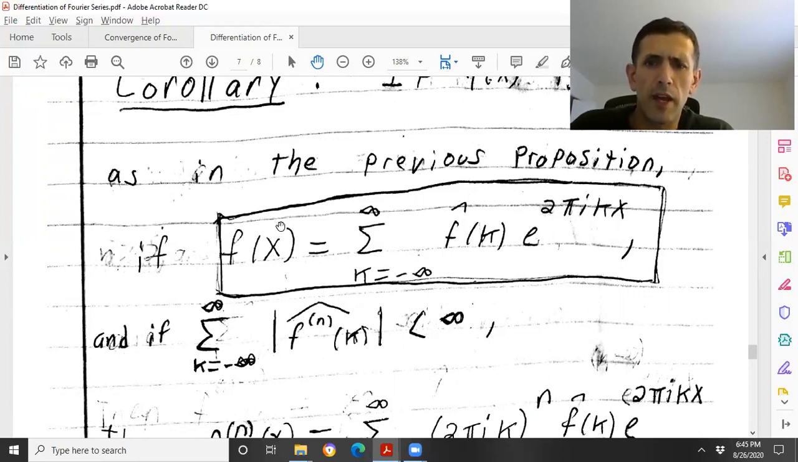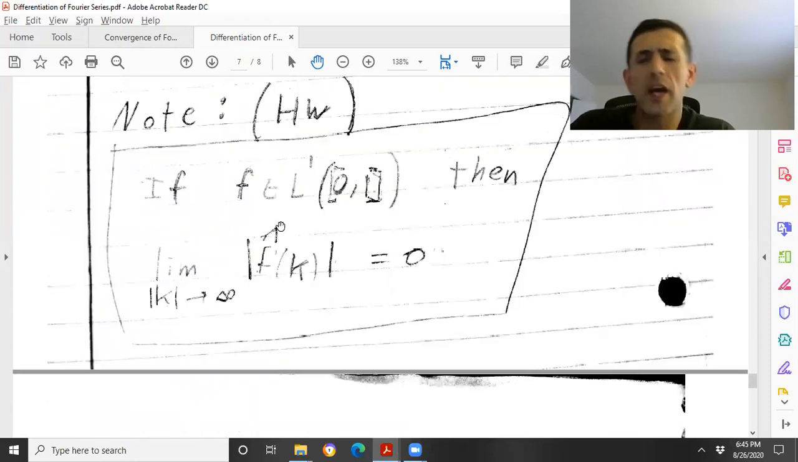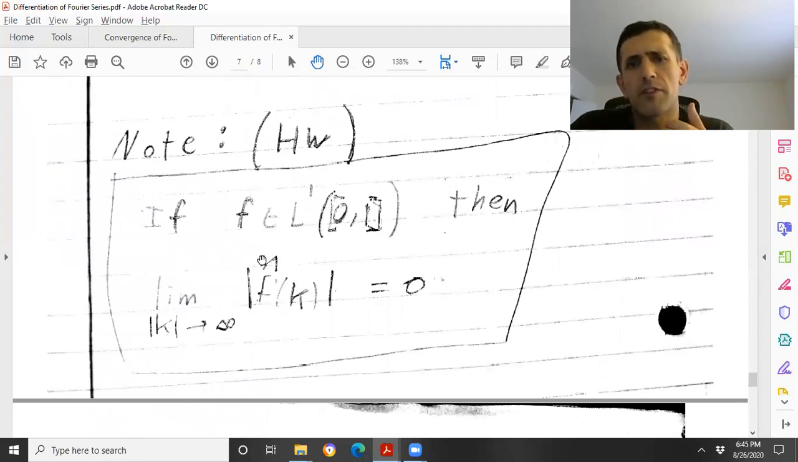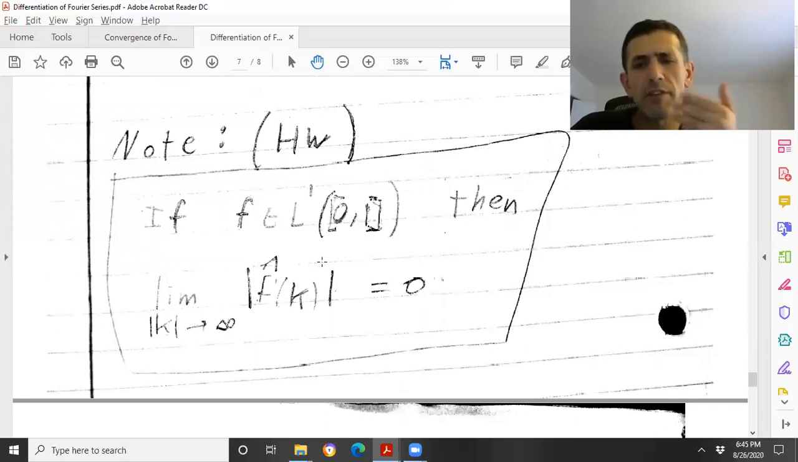On the other hand, I should mention, this is definitely still true for both f and f prime, because both are L1. So in this example, we have decay like 1 over k squared for f, and decay like 1 over k for the derivative. Okay.